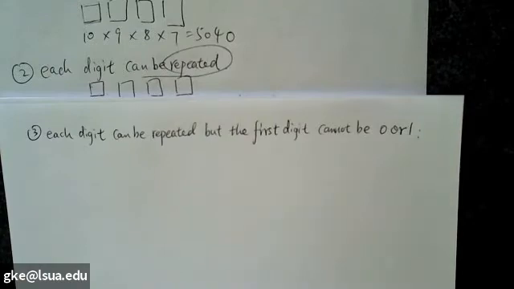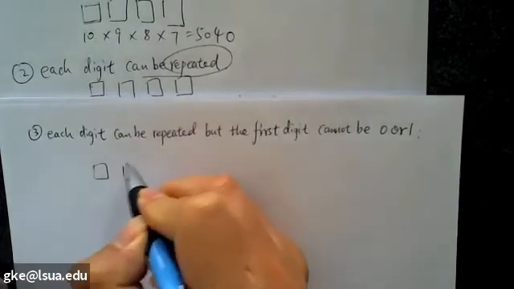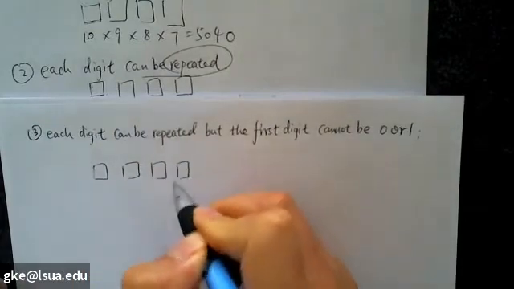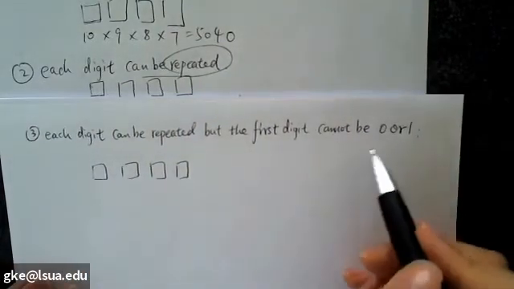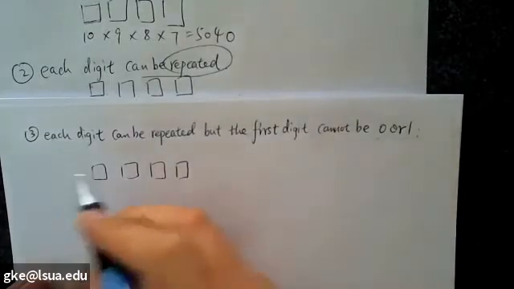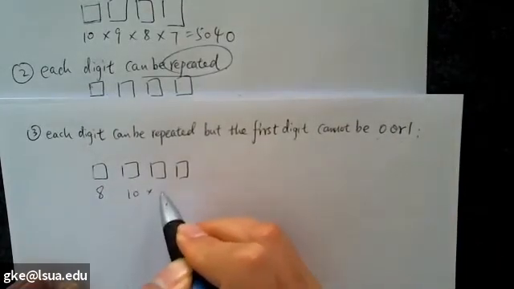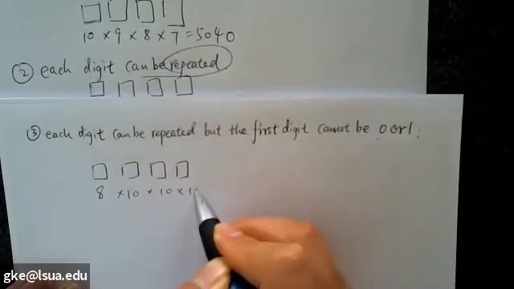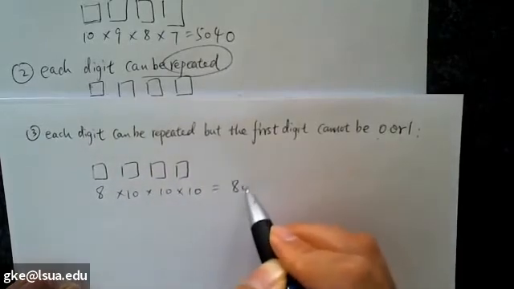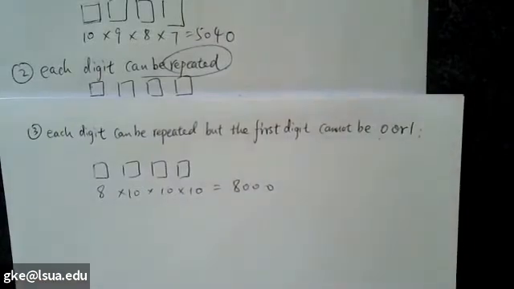I think both you guys should get it. It's not too hard, just a little bit tricky. So the first digit couldn't be a 0 or 1. That means we have 8 ways. For the other boxes, 10 ways, right? To get 8,000. Okay, is that clear?